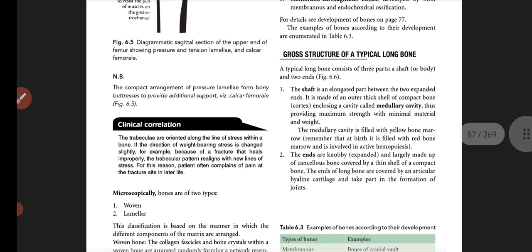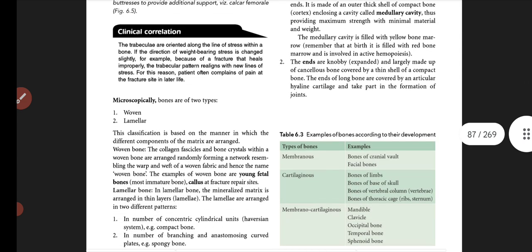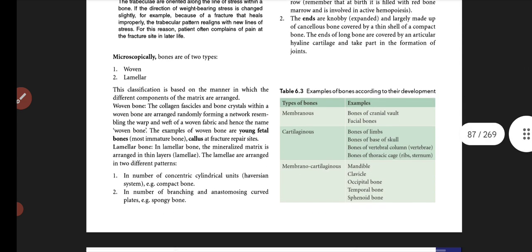The shaft is an elongated part between the two expanded ends. It is made up of an outer thick shell of compact bone enclosing a cavity called the medullary cavity. And the two ends are knobby and expanded, largely made up of cancellous bone covered by a thin shell of compact bone. The ends of the long bone are covered by articular or hyaline cartilage.